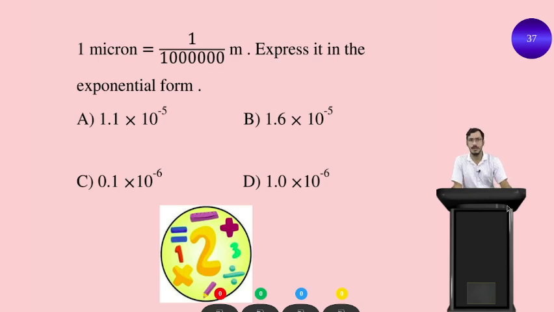Option A, 1.1 into 10 to the power minus 5. Option B, that is 1.6 into 10 to the power minus 5. Option C, 0.1 into 10 to the power minus 6. Option D, that is 1 into 10 to the power minus 6.